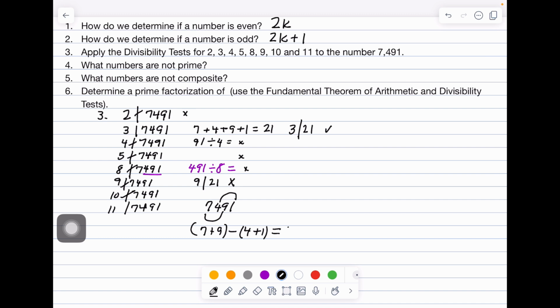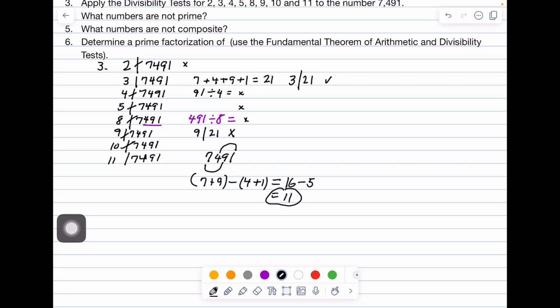So that's going to give me what? 16 minus 5, which is 11. Okay, this answer has to be a multiple of 11, which it is, right? 11 is a multiple of 11. Because 11 times 1. So the answer here is yes. So the only ones that work as factors are 3 and 11.